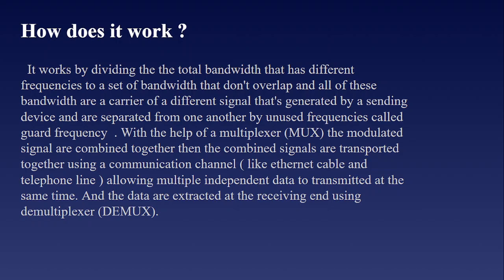With the help of a multiplexer, the modulated signals are combined together, then channeled through a combined signal using a communication channel. A few examples of communication channels are Ethernet, cable, telephone line, and telegraph line, allowing multiple independent data to be transmitted at the same time. And on the other end, a demultiplexer is used to convert these signals into their original form.